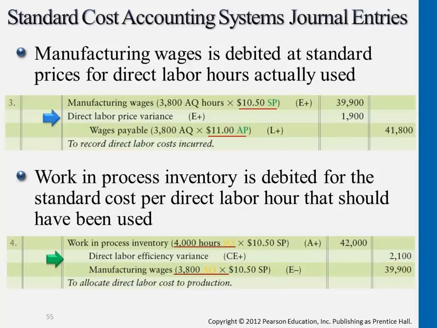That we're paying more, and specifically each and every hour we paid 50 cents more, right? So wages payable is the actual number that we sent out as checks to workers, and the manufacturing wages was the standard price. The difference here, direct labor price variance, we spent additionally more each hour, 50 cents. Altogether, we had another account called direct labor price variance, and we need to debit that as $1,900.